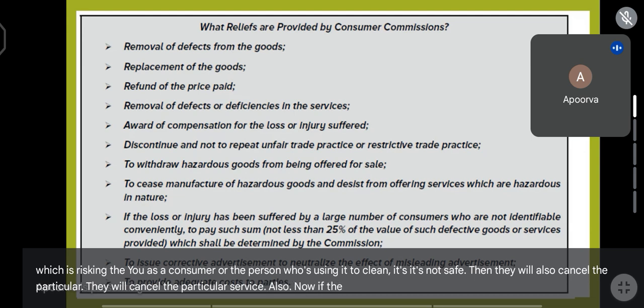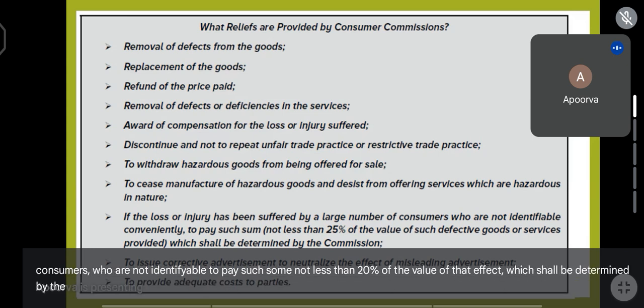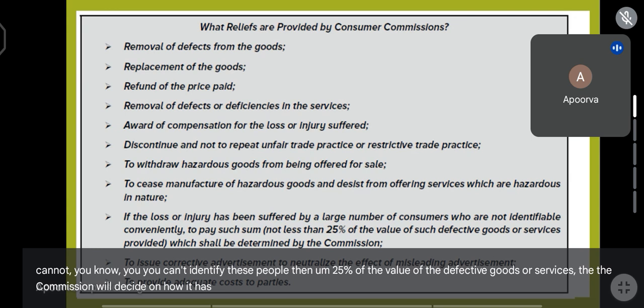Now, if the loss or injury has been suffered by a large number of consumers who are not identifiable, to pay such a sum not less than 25% of the value of the defective goods or services, which shall be determined by the commission. What happens is, if a particular product has affected a large number of people and you can't identify these people, then 25% of the value of the defective goods or services, the commission will decide on how it has to be distributed.